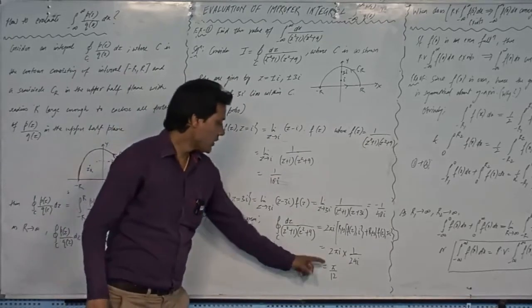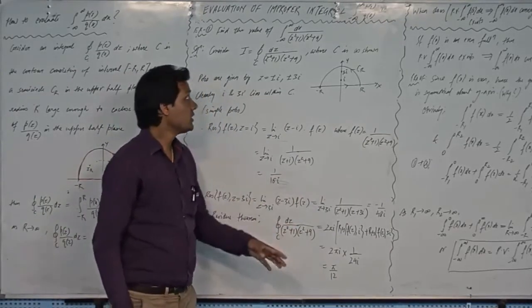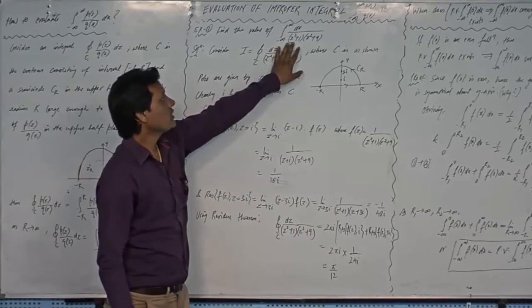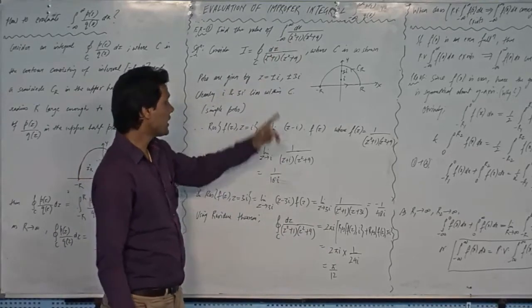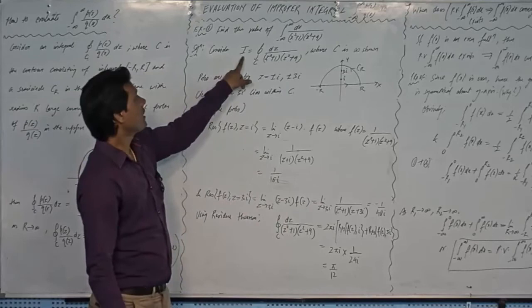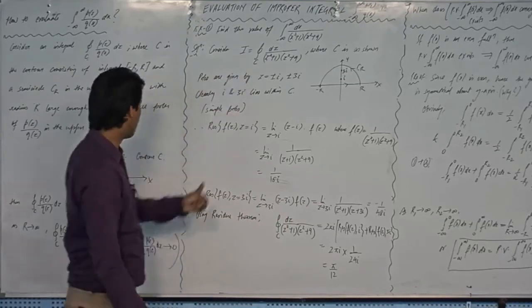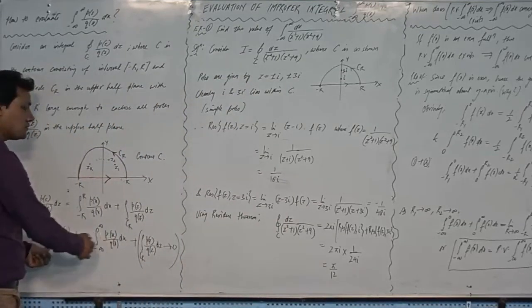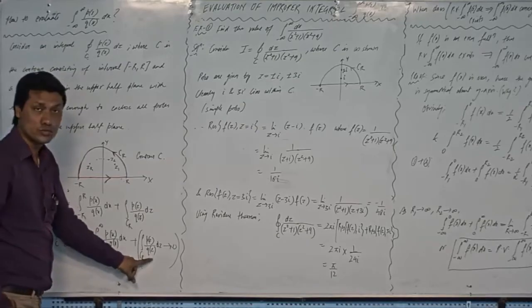So pi by 12 is the value of this complex integral, and do not forget that we are focusing on evaluating a real integral, right? And I will come to that. This is the value of my I integral, right? Now I will use this equation, this one, right? And we have to show that this goes to 0.